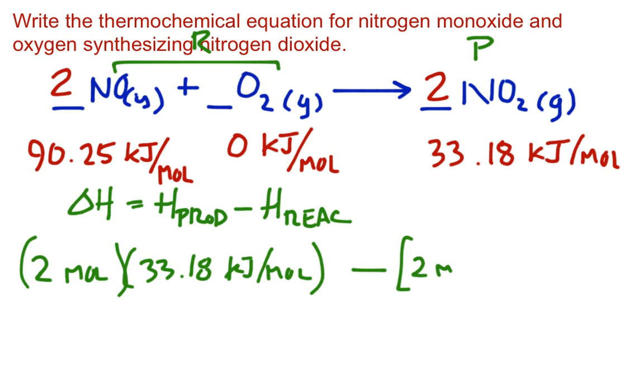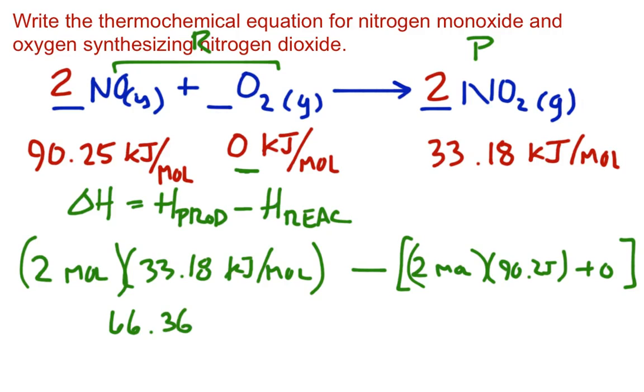2 moles times 90.25, and then add to that the 0 from over here. Now a little quick math gets us to 66.36 kilojoules for the product side and 180.5 kilojoules for the reactant side.